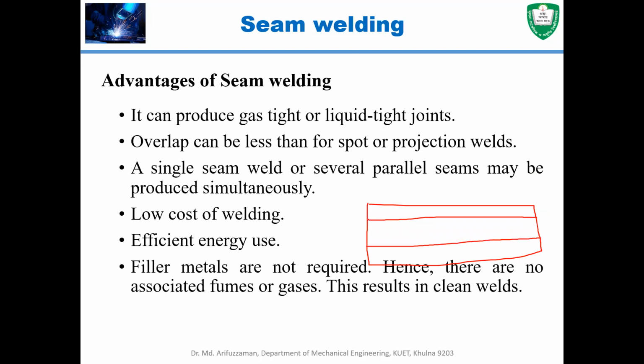Then you can use two rollers. That means one roller positioned in here, another roller positioned in here. The workpiece moves to the left side, and you get the welding at the same time. That means several parallel seams can be produced simultaneously. And the welding cost will be significantly reduced, because you can do efficient energy use, and filler metal is not required in here too, and you'll get a very clean welding.